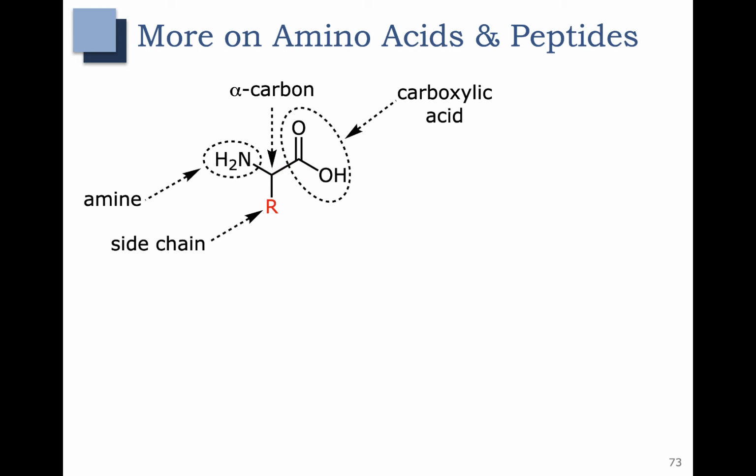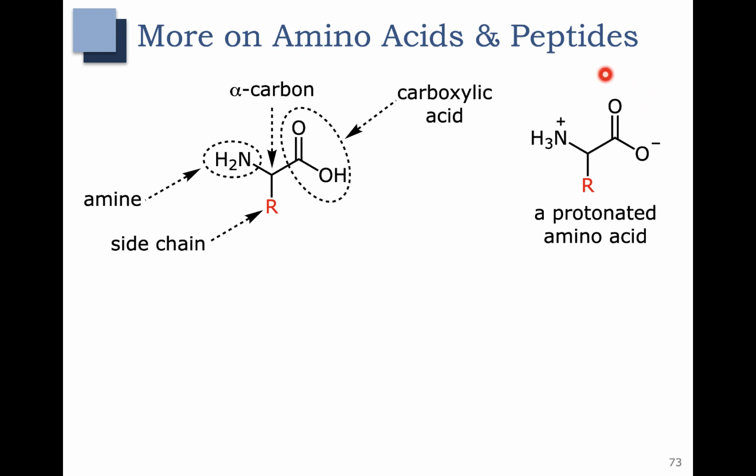If you look up structures of amino acids online, you may also see this version of the protonated amino acid. In this case, the carboxylic acid has lost a hydrogen and has a negative charge on the oxygen, and the amine has picked up a proton and has a positive charge. When we get to the chapter on acids and bases, we'll talk a little bit more about why you might see this form.